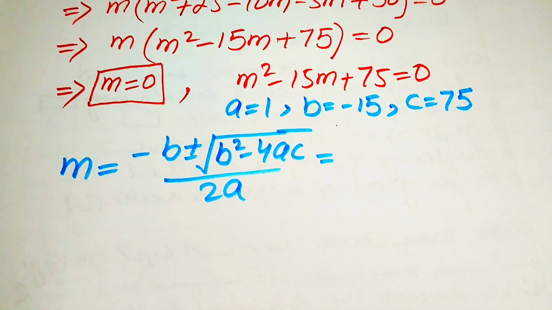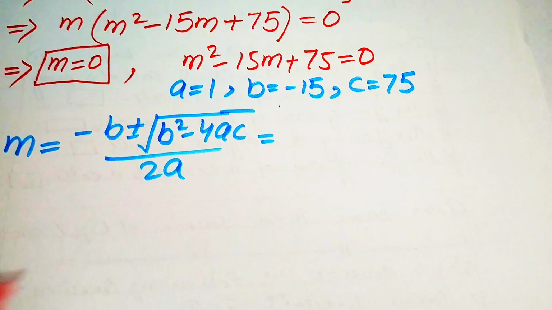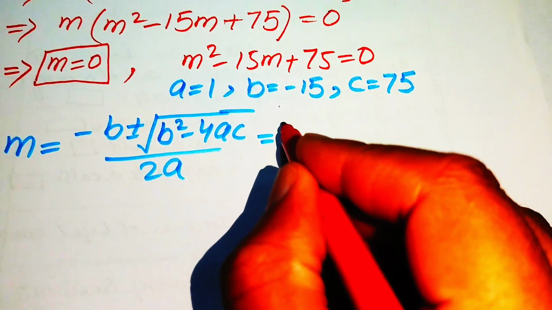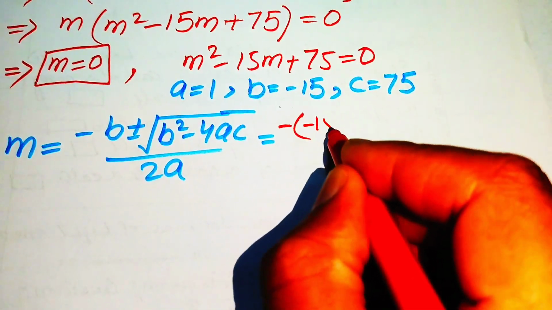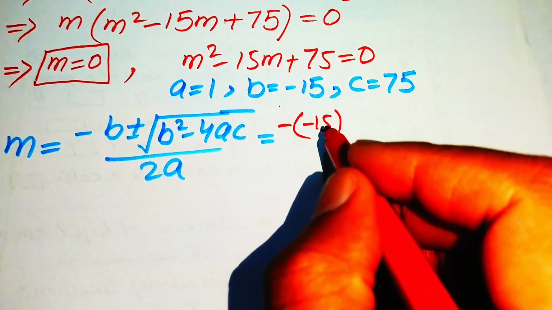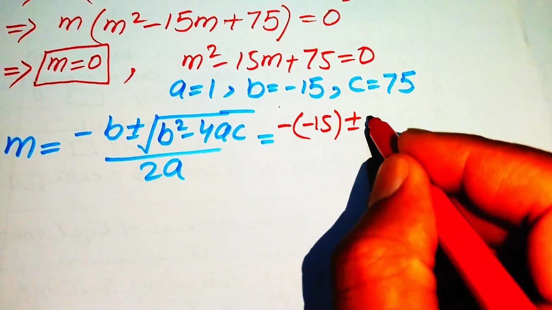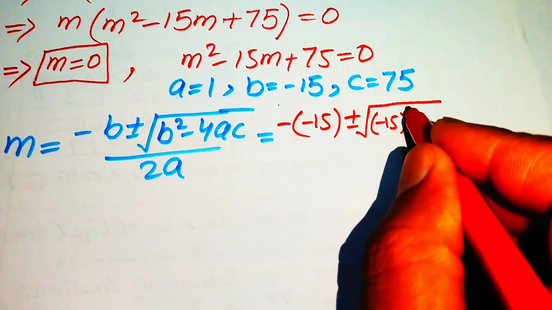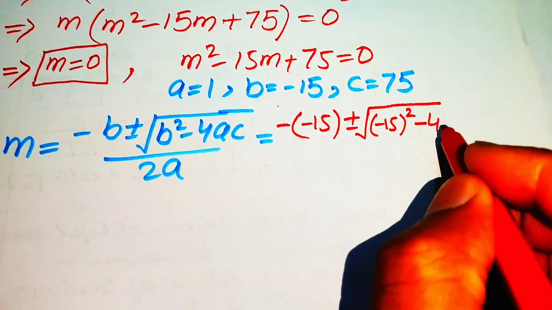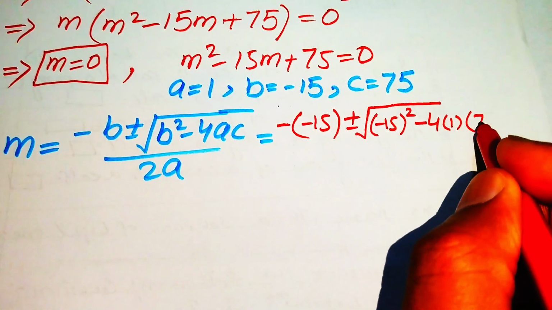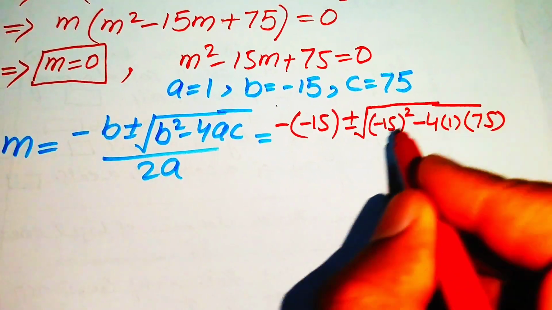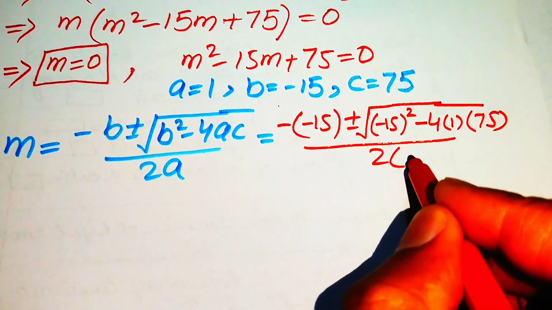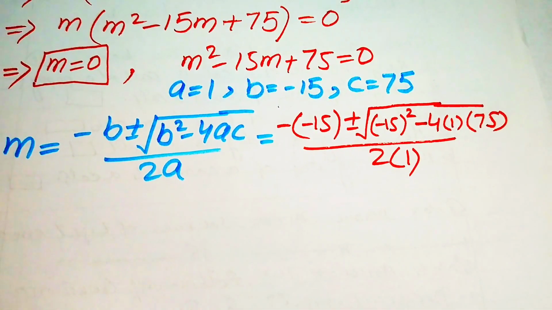So we need to substitute the values of a, b and c in this formula and we write it as: here we have -b and the value of b is -15, and ± square root of b^2, so our b is (-15) squared, minus 4 times a, which is 1, and c is 75, divided by 2 times a. So our a is 1.